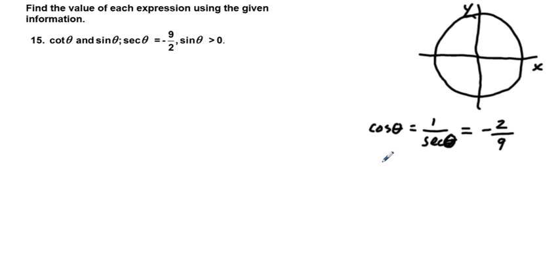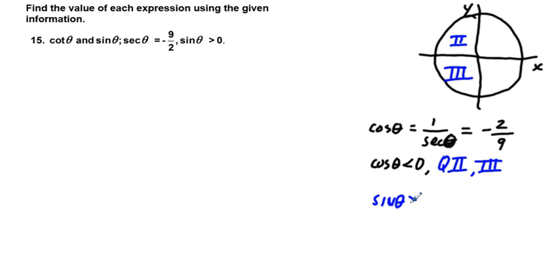So cosine theta is actually less than 0. Where is cosine theta less than 0? Well, quadrants 2 and 3. Okay, so quadrants 2 and 3. And then we're given that sine theta is greater than 0. So where is sine theta greater than 0? Well, that'd be quadrants 1 and 2. Okay, and quadrant 2 is the quadrant in common between these two conditions.